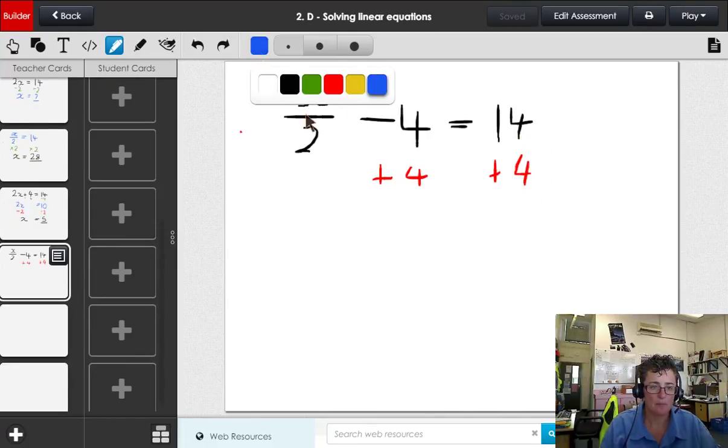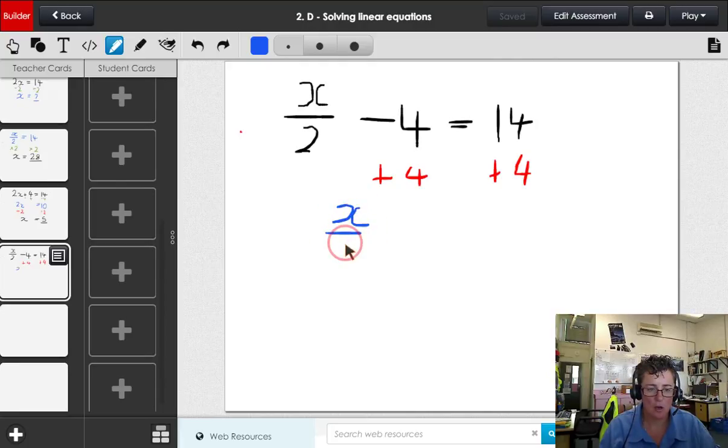So we solve that. Leaves us with x over 2. So minus 4 plus 4 is 0. So that's just x over 2 on that side. And on this side, we've got 14 plus 4, which is 18.